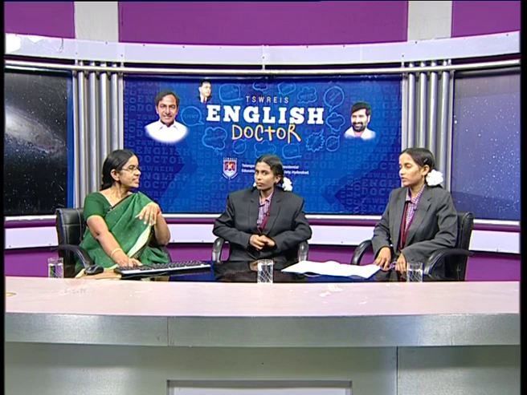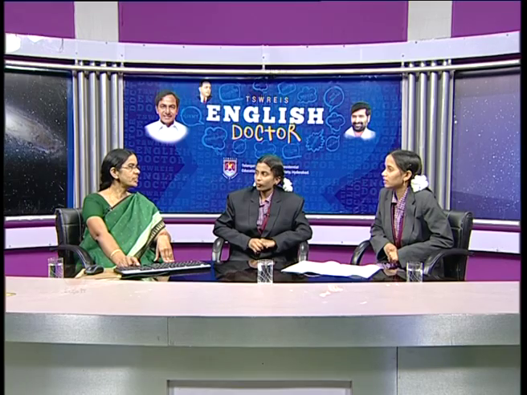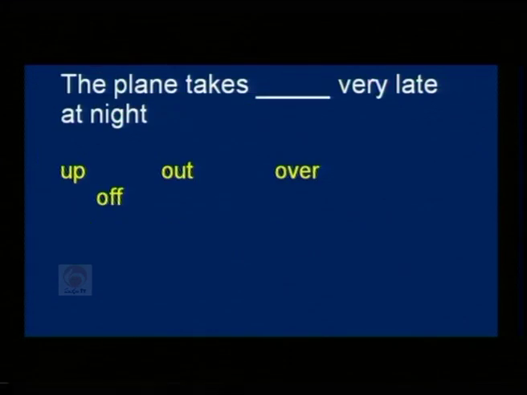Shall we try an exercise here? Look at the screen. She tried dash her new dress and found it all right. What are the options? Up, on, in, off. What do you think is the right one? Ma'am, I think she tried up her new dress. What do you say, Sandhya? She tried on her new dress. So you say tried up and you say tried on. Let's ask the computer. Tried on her new dress and found it all right. Right.